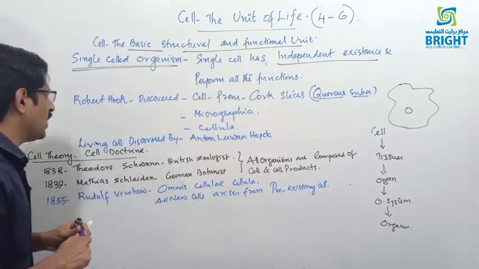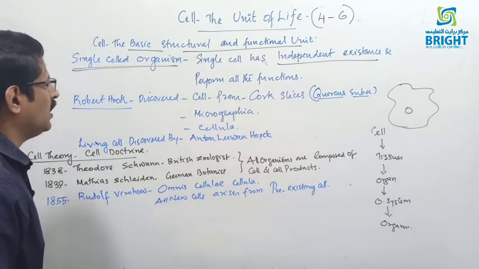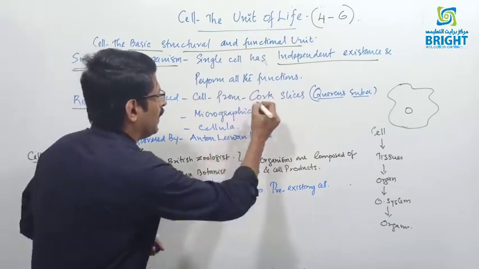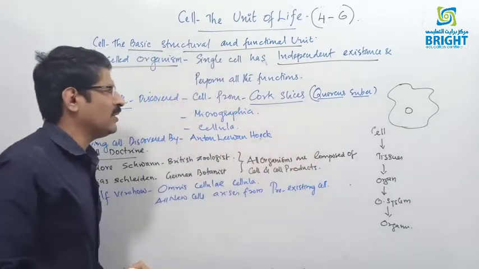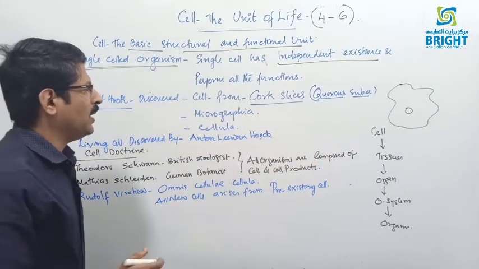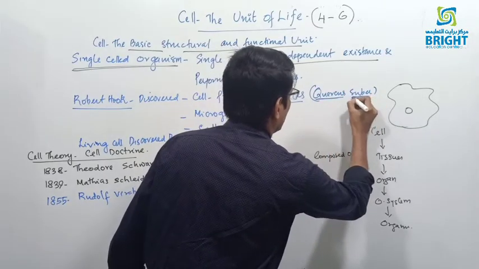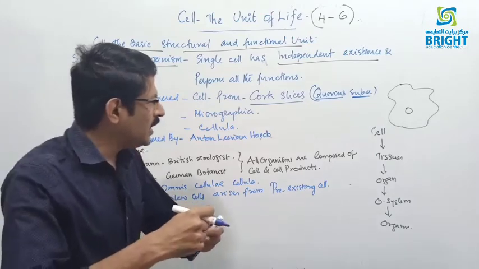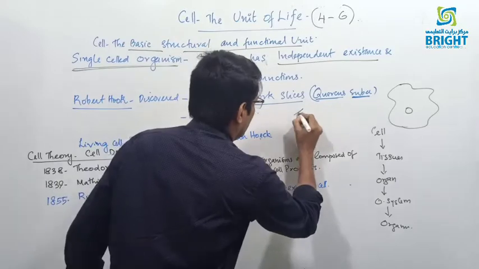And who discovered the cell? The cell was first discovered by Robert Hooke in the 17th century, and it was a dead cell. He discovered the cell from cork slices by using his crude microscope, and the cork plant is scientifically called Quercus suber. The commercial cork is obtained from Quercus suber.